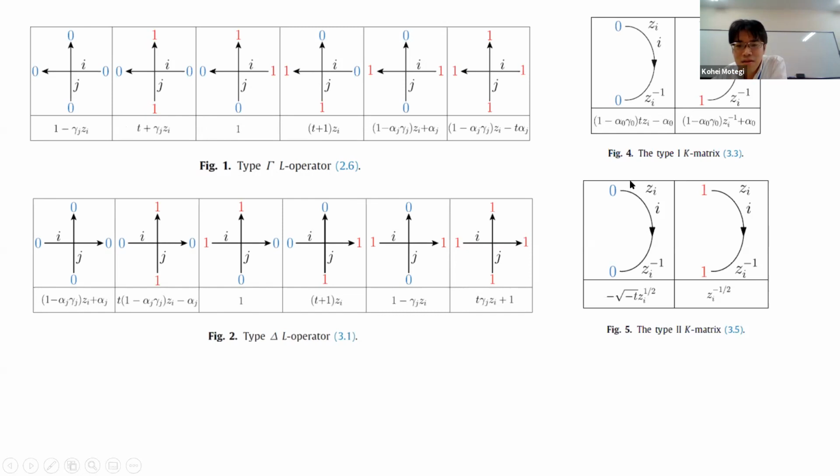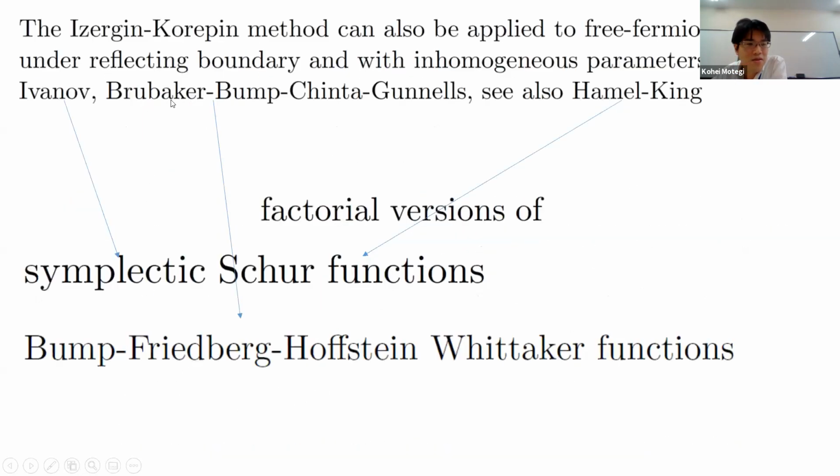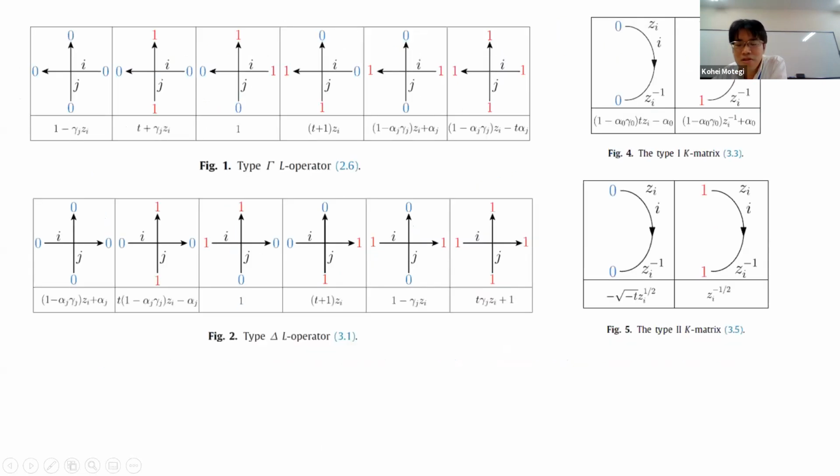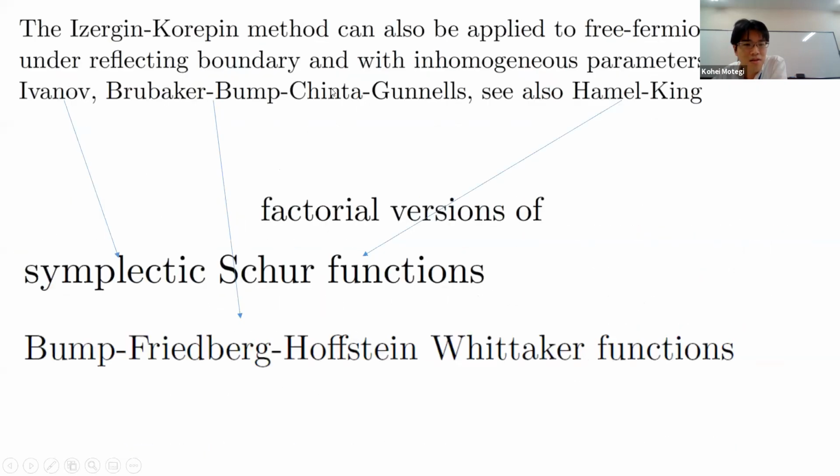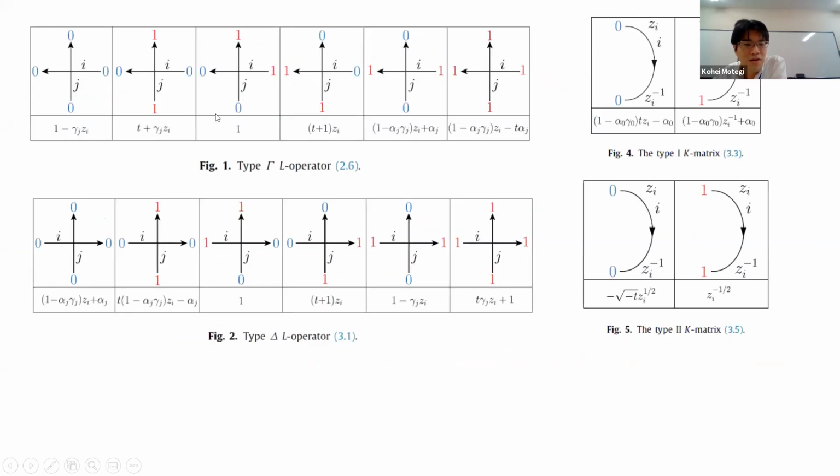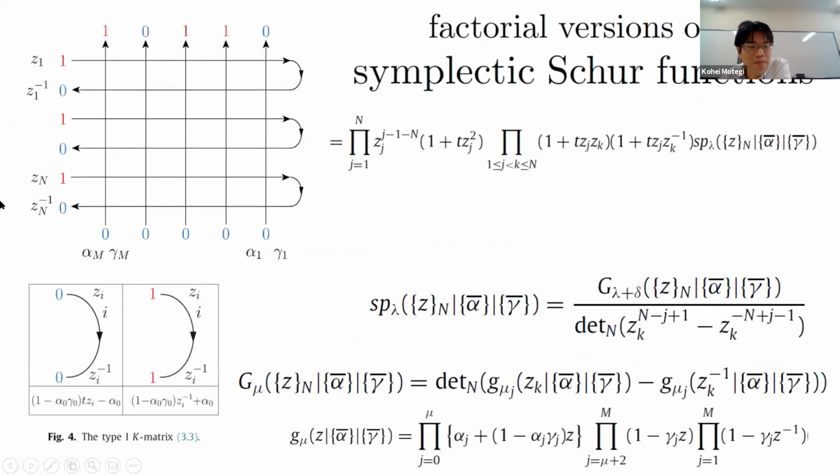I said that Ivanov and Brubaker, Bump, Chinta, Gunnells used two different K matrices, and this one is a slight generalization of Ivanov's K matrix, and this is exactly the K matrix used in this paper. And you can do the Izergin-Korepin analysis. If you use Ivanov's model, then you get this kind of expression.